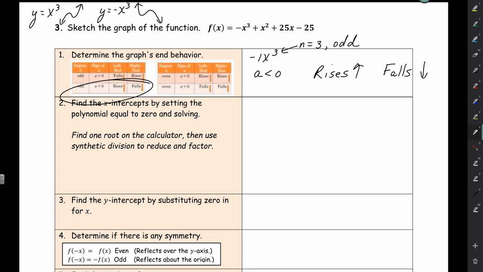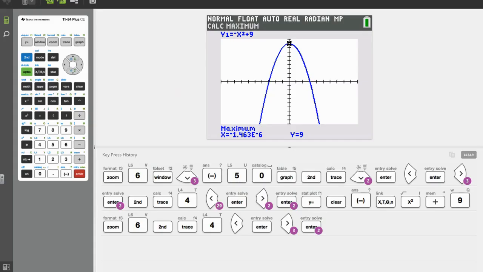All right, we're going to find the x-intercepts by setting the polynomial equal to 0 and solving, but this is a pretty long polynomial, so I'm going to look at it on my calculator, and I'm going to find a root, and then I'll reduce it using synthetic division.